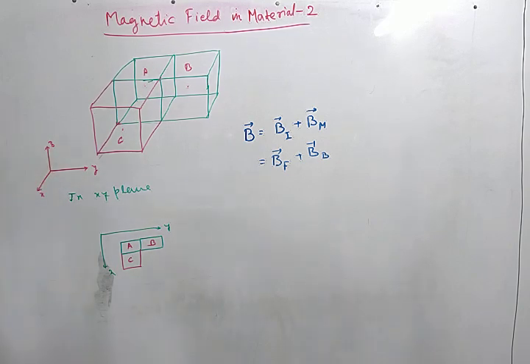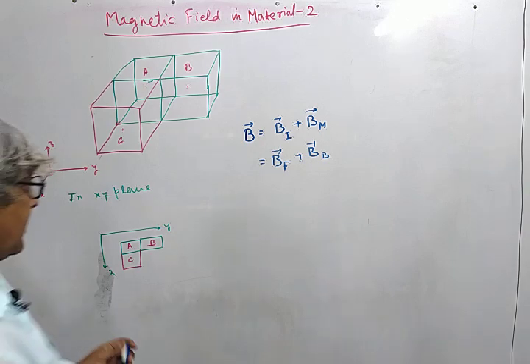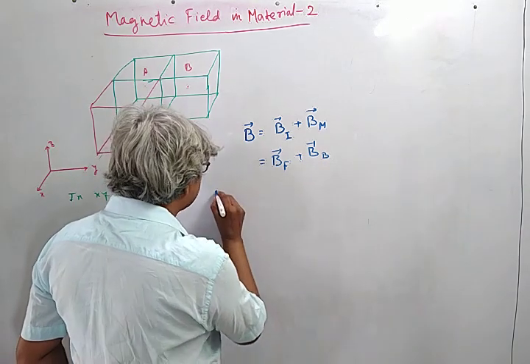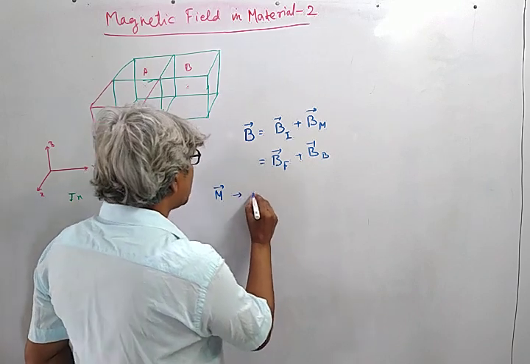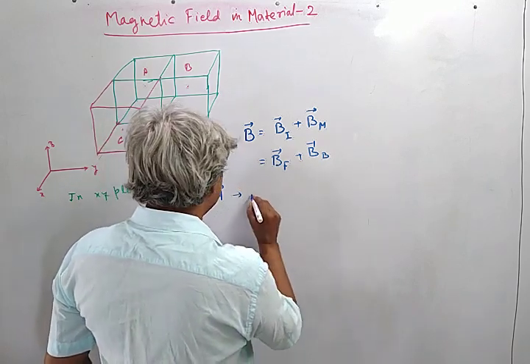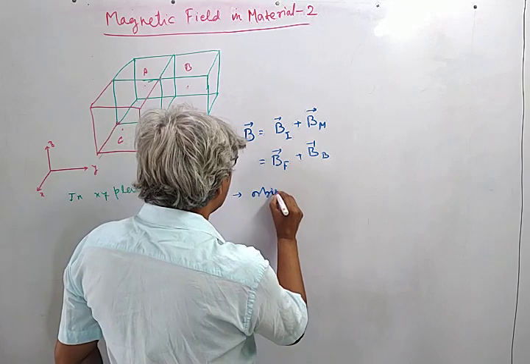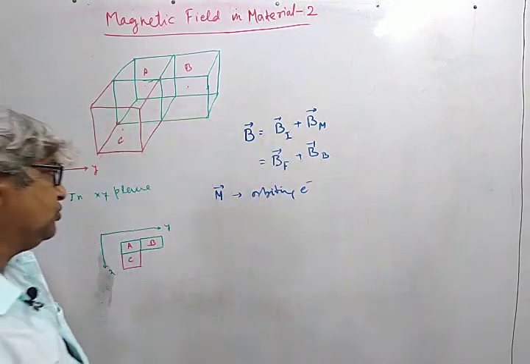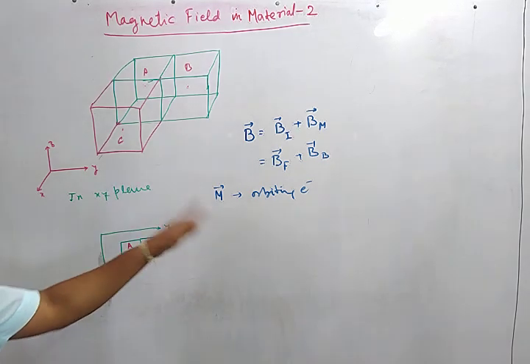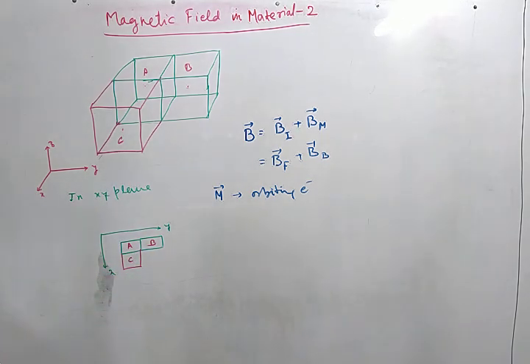You know that this magnetization originally arises due to the circulating or orbiting electrons. This magnetization is due to the orbiting electrons, because the orbiting electron produces dipole moments, and the sum of the dipole moments over a small volume, per unit volume, is the magnetization.